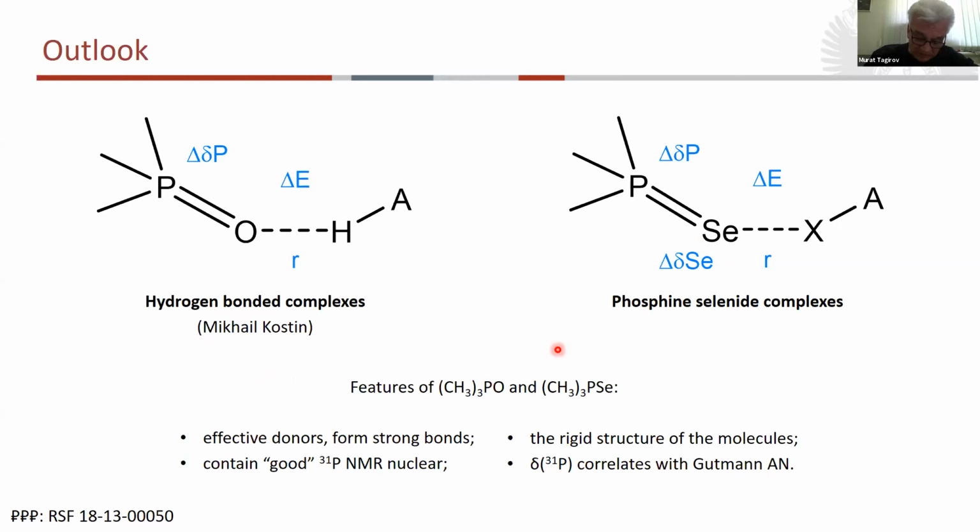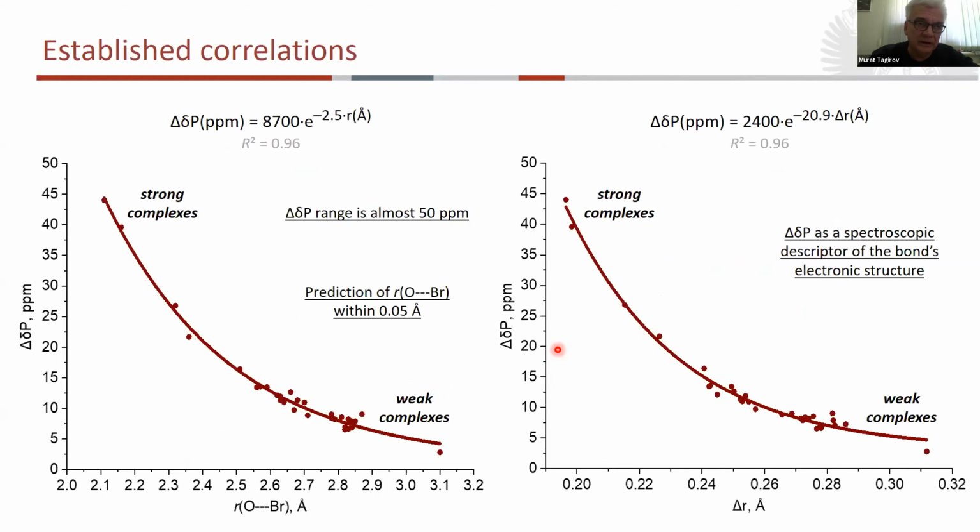Okay, thank you very much indeed. I have some questions. I have seen in one of your pictures that the shifting in ppm is equal to 8,700 exponent minus 2.5 R, with R in angstrom. How is it possible that the exponent has dimensions in power?